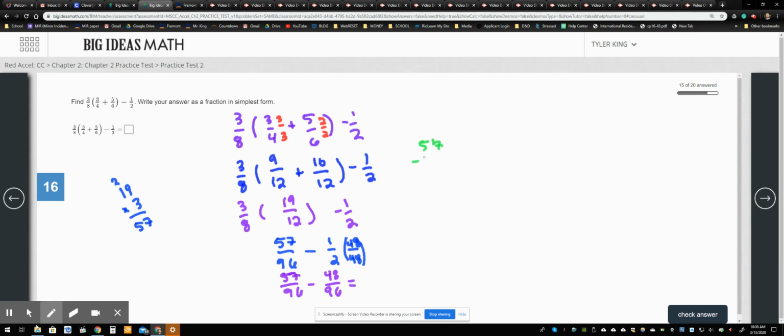57 minus 48 is going to be equal to, borrow, and that's a 4, and that's a 17, and that's a 9. Okay, so we end up with 9 over 96.